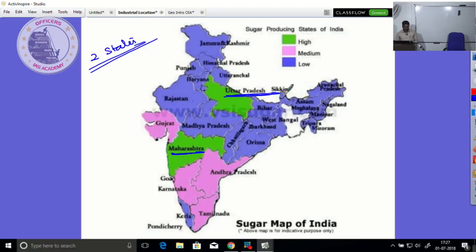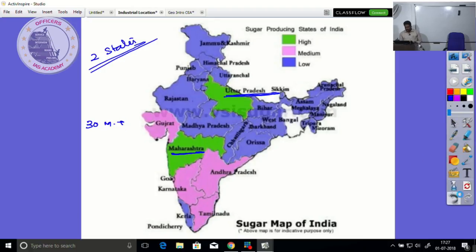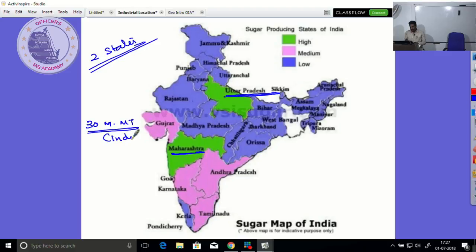Recent facts say that the total sugar production in India is approximately 30 million metric ton. Among this 30 million metric ton, approximately 10 million metric ton last year was produced by Maharashtra. It is very closely followed by Uttar Pradesh with approximately 9.3 million metric ton.